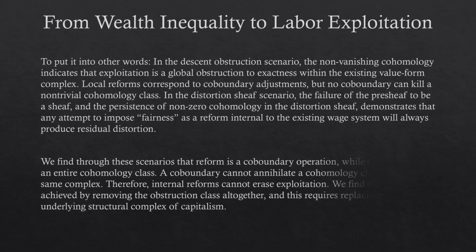So we find through these scenarios that reform is a co-boundary operation, while exploitation is an entire cohomology class. A co-boundary cannot annihilate a cohomology class inside the same complex. Therefore, internal reforms cannot erase exploitation. We find that liberation is achieved by removing the obstruction class altogether, and this requires replacing the underlying structural complex of capitalism.